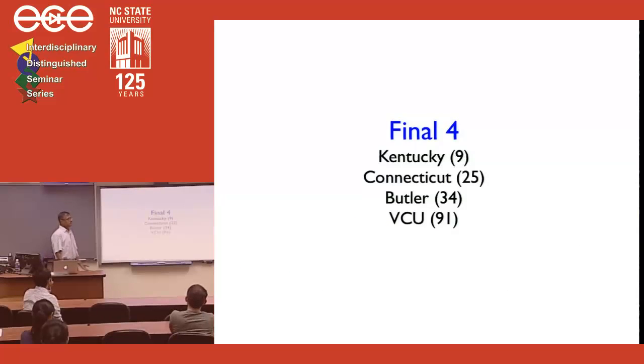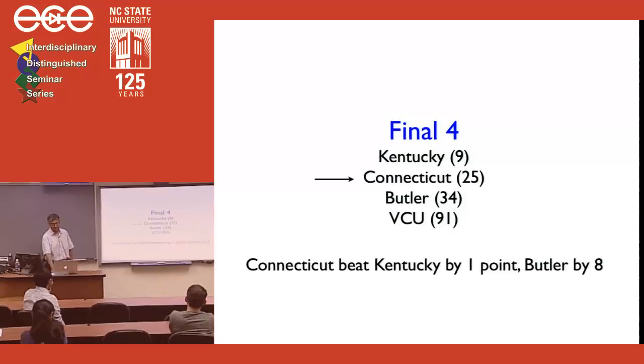So in that season, what happened was the final 4. The ones that reached the semifinal were these, and Connecticut won, and they beat Kentucky by 1 point, Butler by 8. So just because Kentucky is ranked higher doesn't mean that you should put all your money into Kentucky, right? Anything can happen in these games, in playoffs. In a single individual game, who knows what can happen.